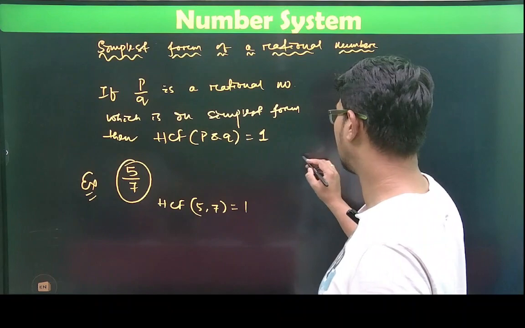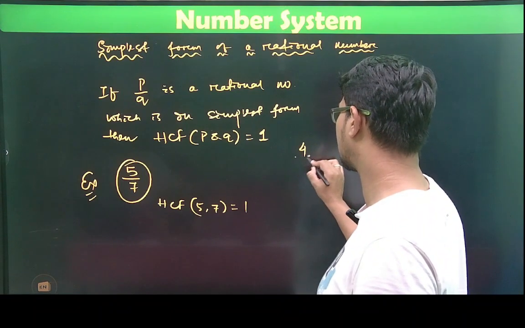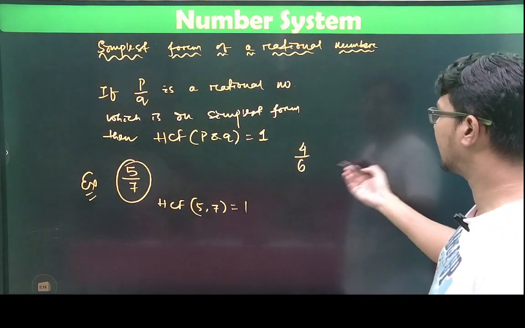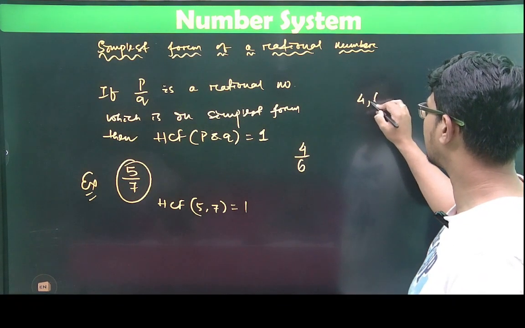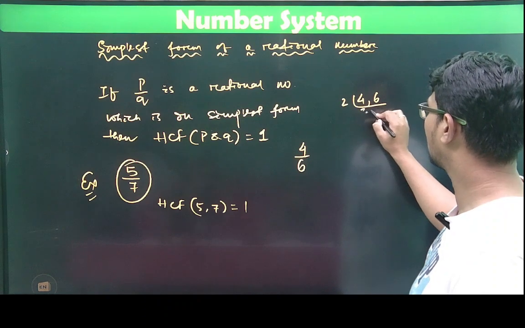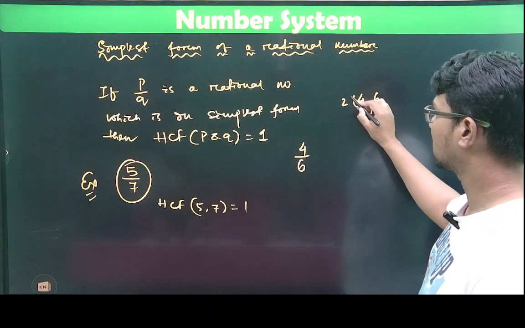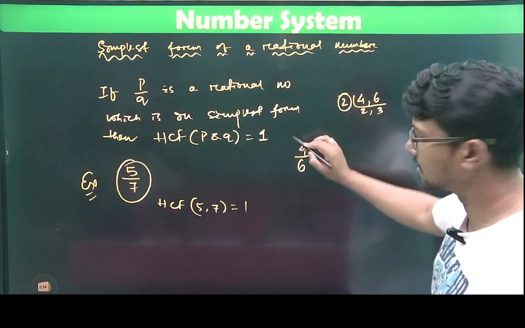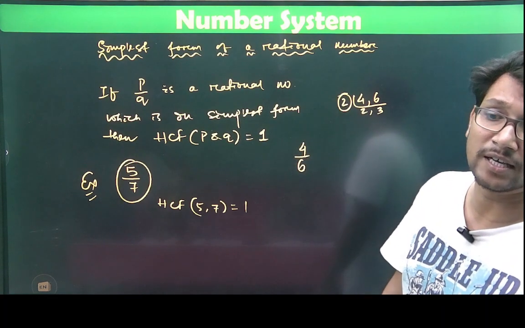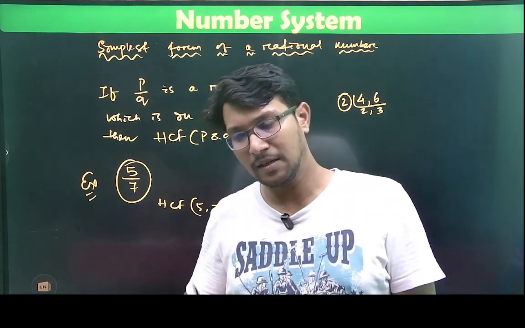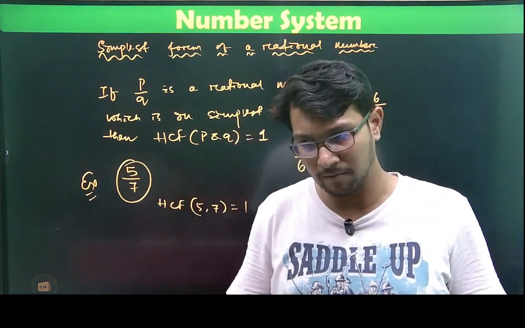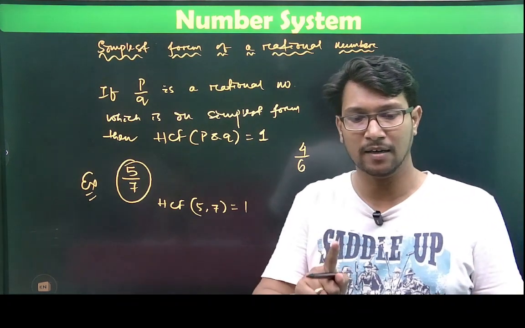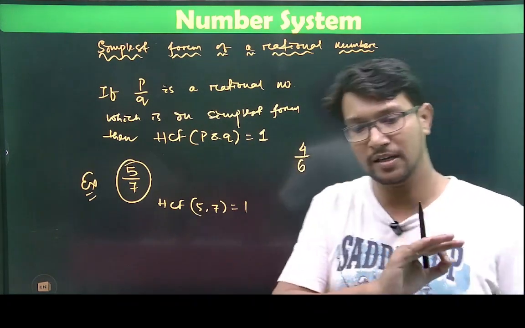One more example I am taking. Tell me, 4 by 6. Is it in simplest form? How can we check? We find their HCF. What is the HCF of 4 and 6? 2 times 2 is 4, 2 times 3 is 6. So the HCF is 2. Since the HCF is 2, this is not in simplest form. Are you clear?